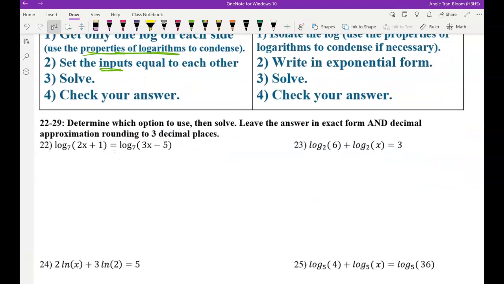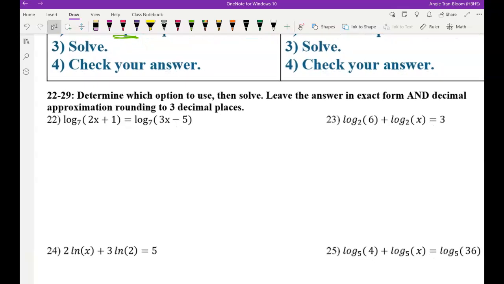So let's try these examples right here. Determine which option to use, option 1 or option 2. Then solve. Leave the answer in exact form. Remember, pay attention, exact form. And using your calculator, round to 3 decimal places, okay? So example 22 says log base 7 of 2x minus 1 equals log base 7 of 3x minus 5.